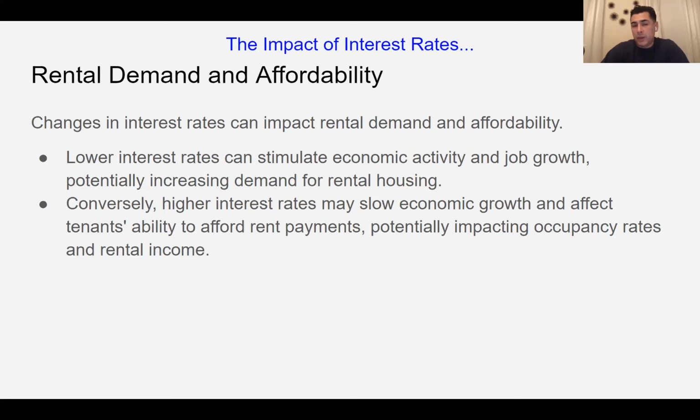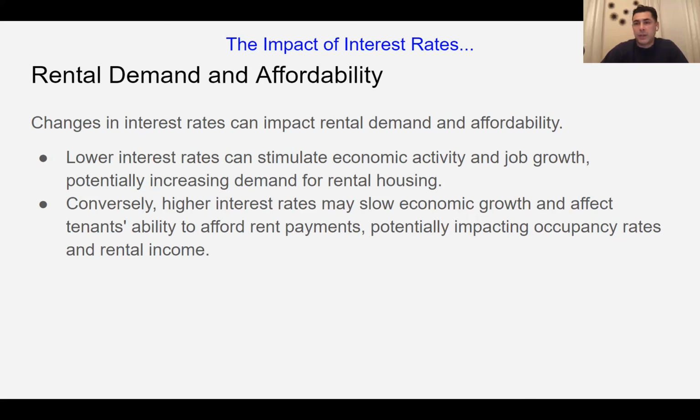When interest rates are low, though, the economy is stimulated because money is cheaper to borrow. So companies borrow money, there's job growth, there are increases in income per individual. So it's a more prosperous time frame.